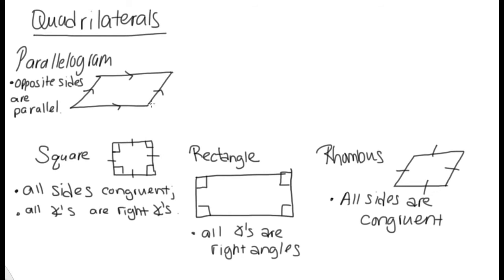Next we have a trapezoid. In a trapezoid, exactly one pair of sides is parallel.